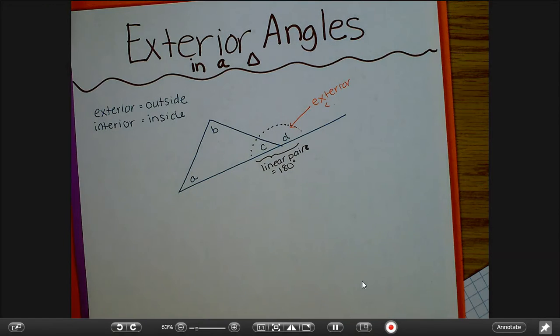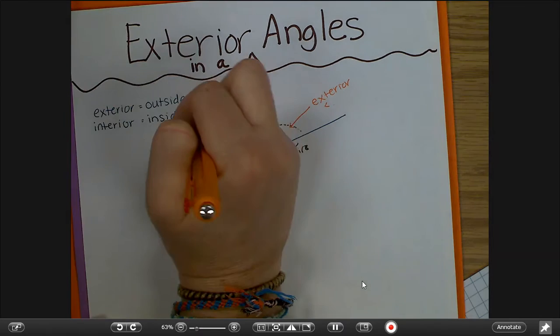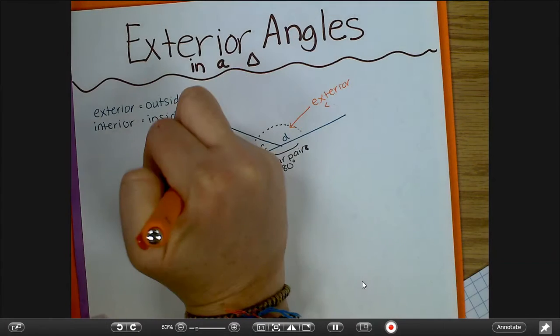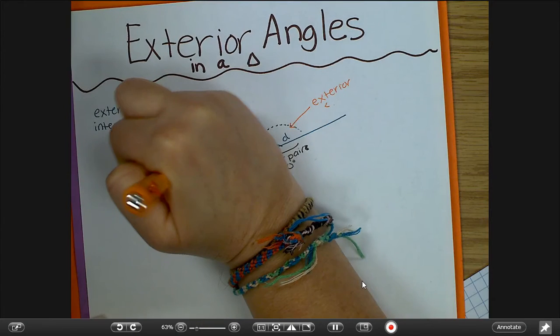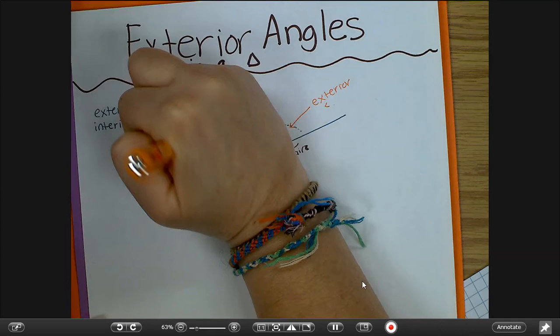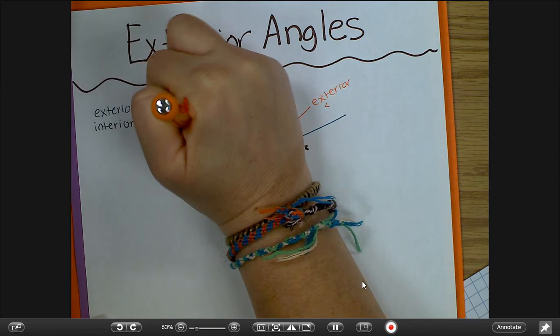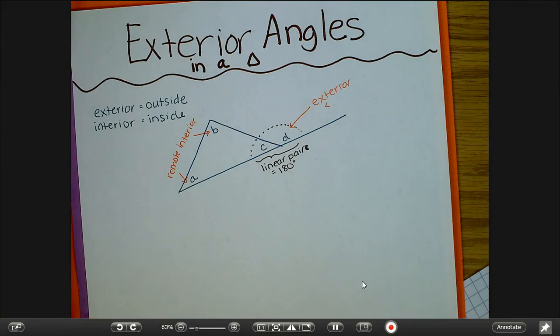Okay? All right. So another name that is important is remote interior. So this angle here and this angle here, these are called remote interior. And remote, like a remote control, means they're kind of far away across the circle.